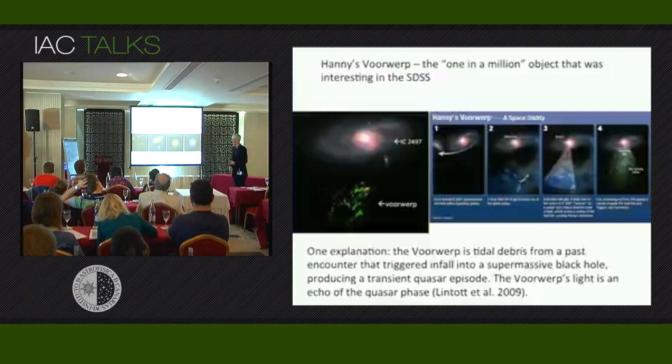And this is an HST picture on the left. It's thought to be tidal debris. There is a companion galaxy, IC 2497. There may have been an encounter in the past. Hanny's Voorwerp is tidal debris.